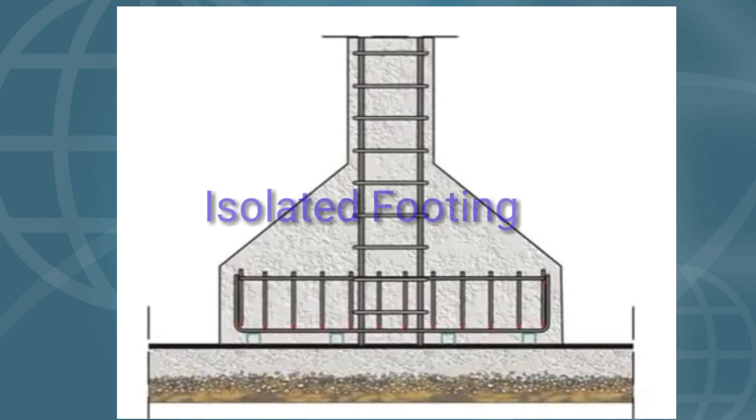So next type of footing is the isolated footings. Isolated footing is a square or circular or rectangular slab of uniform thickness provided under each column. So this type of footing is called isolated footings.